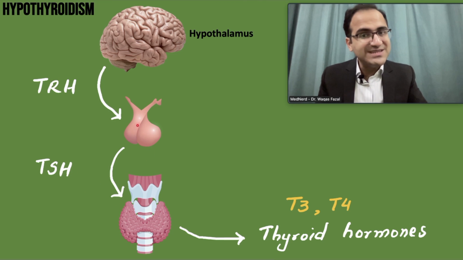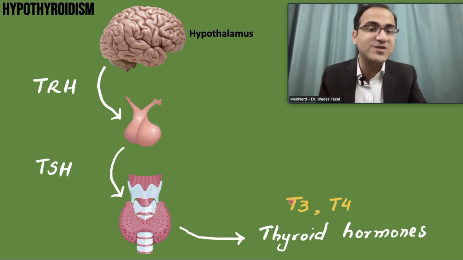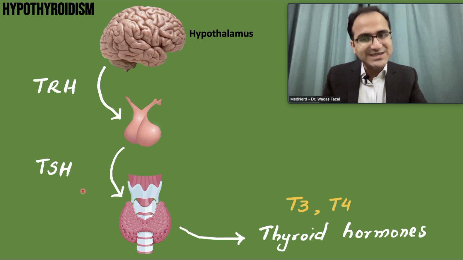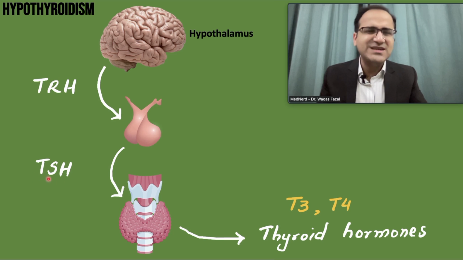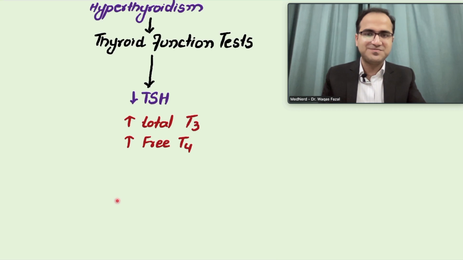Sometimes there can also be a pituitary adenoma, a mass in the pituitary gland that secretes excess amount of TSH, and TSH will be elevated with an elevated T3, T4. So if the TSH is also elevated, it means there is a pituitary adenoma. If the TSH is low, it is most likely Graves' disease.